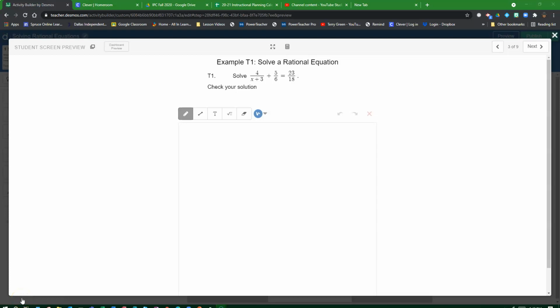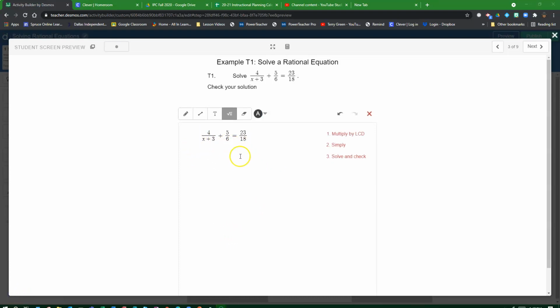Okay, let's solve the rational equation 4 over x plus 3 plus 5/6 equals 23 over 18. Basically, what we want to do with this is find the least common denominator. Let's find that first, multiply everything by the least common denominator, and then solve the equation that is left. And let's not forget to check our solutions. Okay, so we're ready to begin.